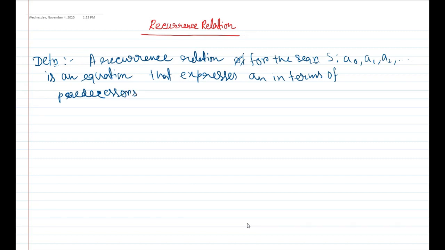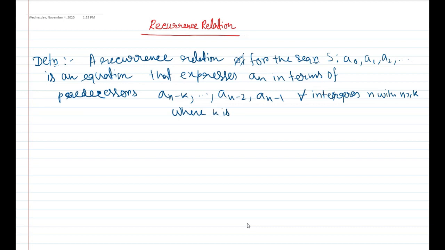a n minus k, dot dot, a n minus 2, a n minus 1, for all integers n with n greater or equal to k, where k is a fixed non-negative integer.